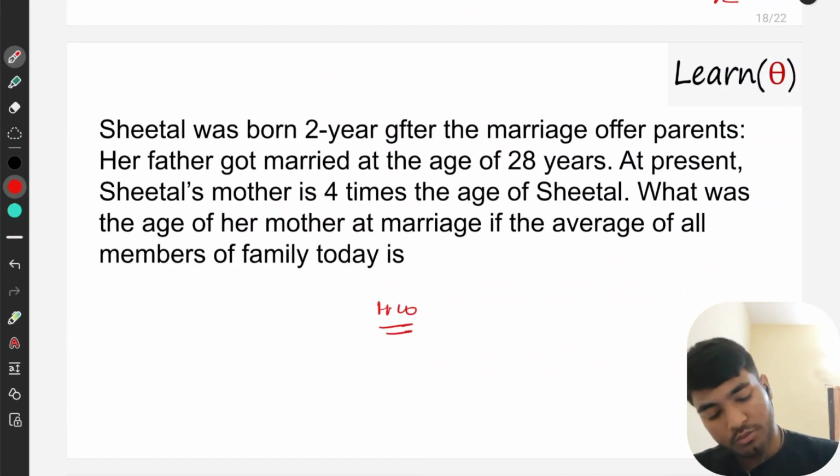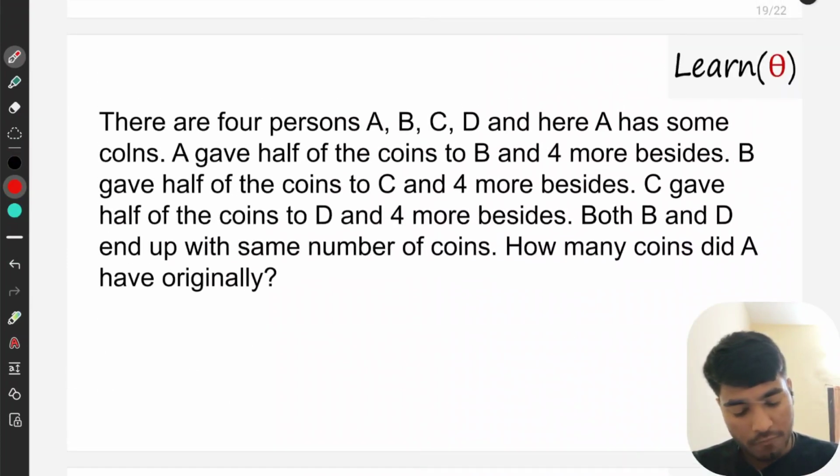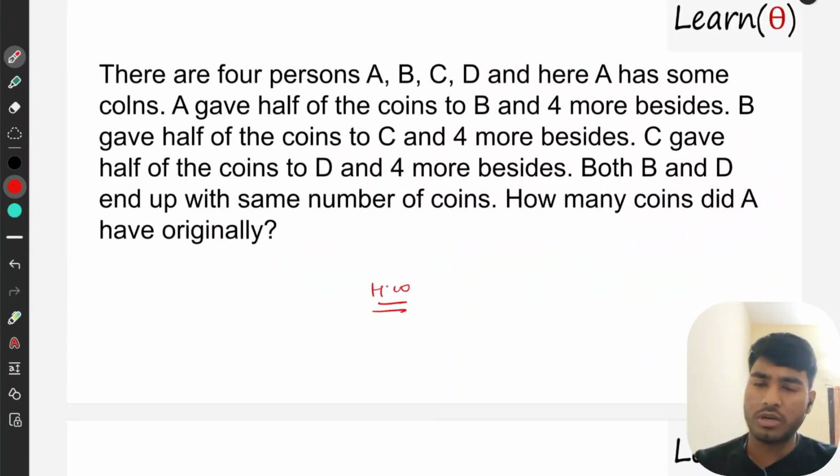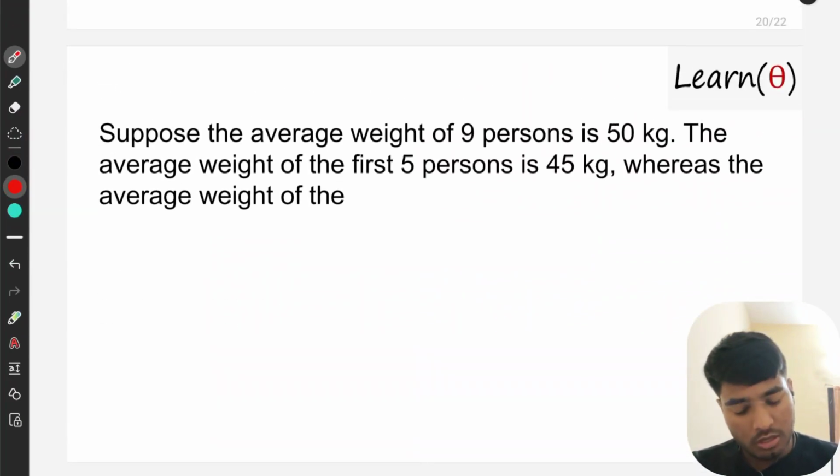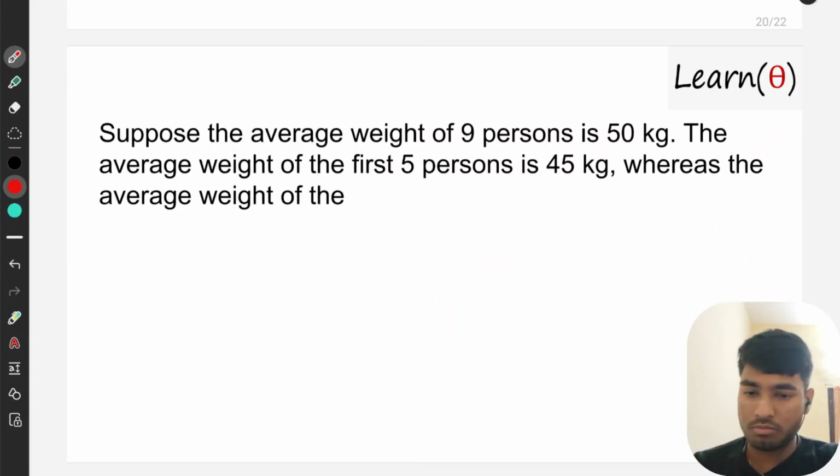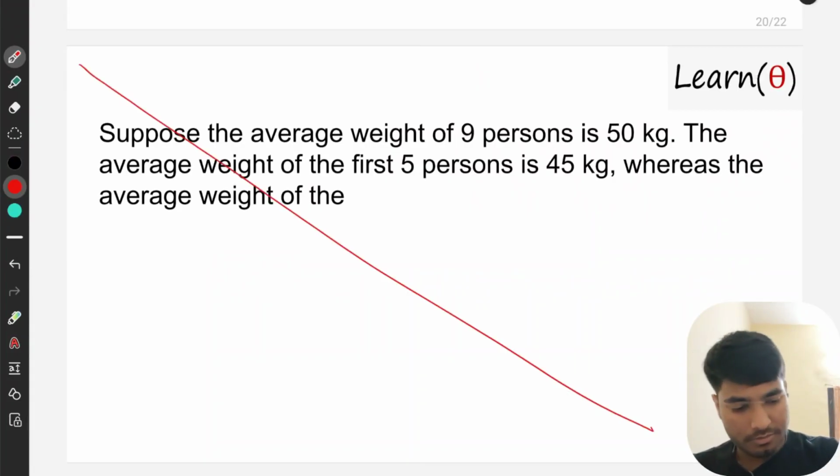This is the homework question about Sheetal. Just do this. This is also a homework question. This is not hard. If you try this 1 or 2 times, you will get the answer. Suppose the average weight of 9 is 50, the average weight of 5 is 45. Where is the average weight? Because the question is not given in a correct way, I'm sorry for this. The question must have been read beforehand, but no problem. Let us cancel this.